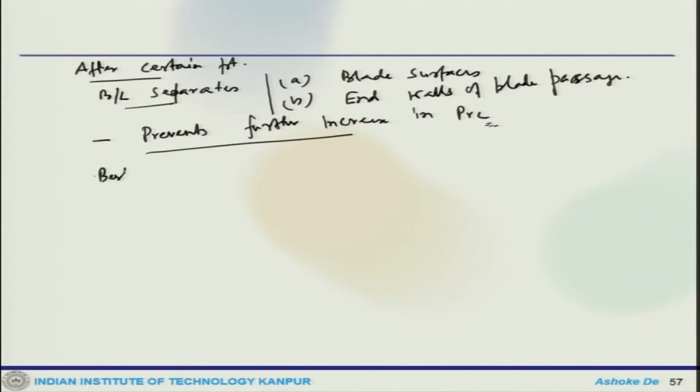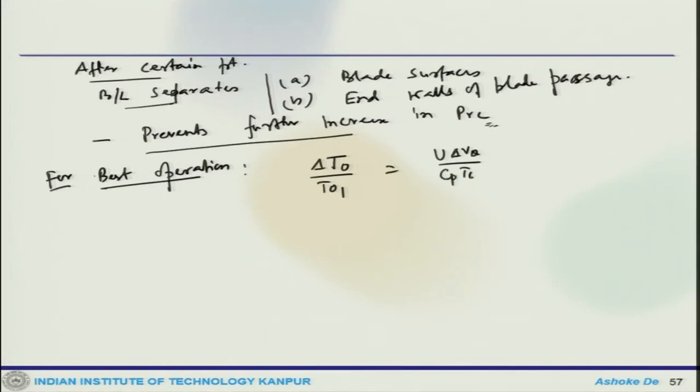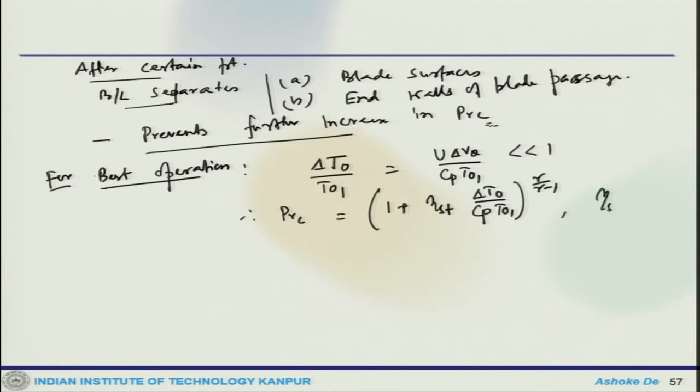So, for best operation, one can think about delta T naught by T naught 1, which is u delta V theta by Cp T naught 1, which will always be small. So, PRC would be 1 plus eta st delta T naught by Cp T naught 1 to the power gamma by gamma minus 1. Since eta st is less than 1, delta T naught by T naught 1 would be less than 1. And PRC is a little higher than 1 for best operation.